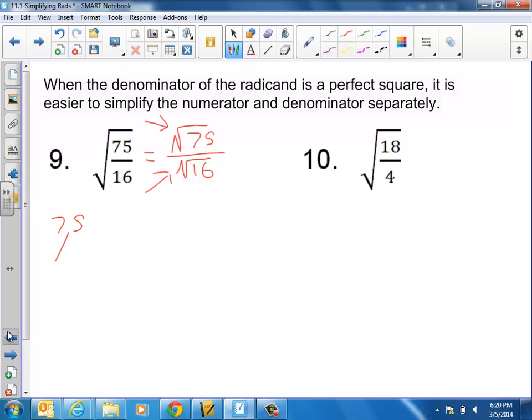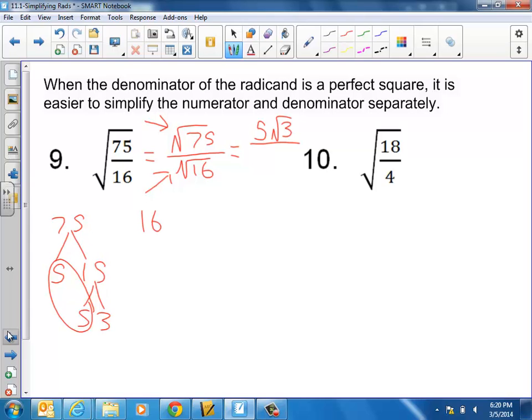So we're going to say 75, break that down as 5 and 15, I believe. Yeah, 15 breaks down as 5 and 3. So you've got a pair of 5s that break out of jail together and a 3 left inside the radical. So in the numerator, we have 5 radical 3. Okay? That's as good as we could get the numerator.